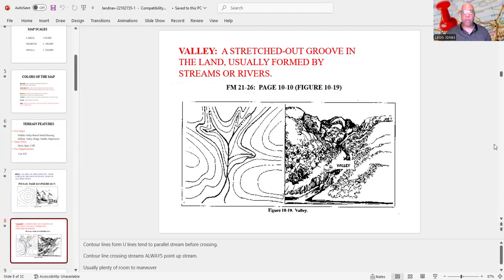Now, when we deal with your valley, you also see the contour lines as well, a stretched out groove in the land, usually formed by rivers and streams. Well, this is your valley, and this is your contour map, and it represents your streams, and it also represents your elevations going downward. That's your valley.